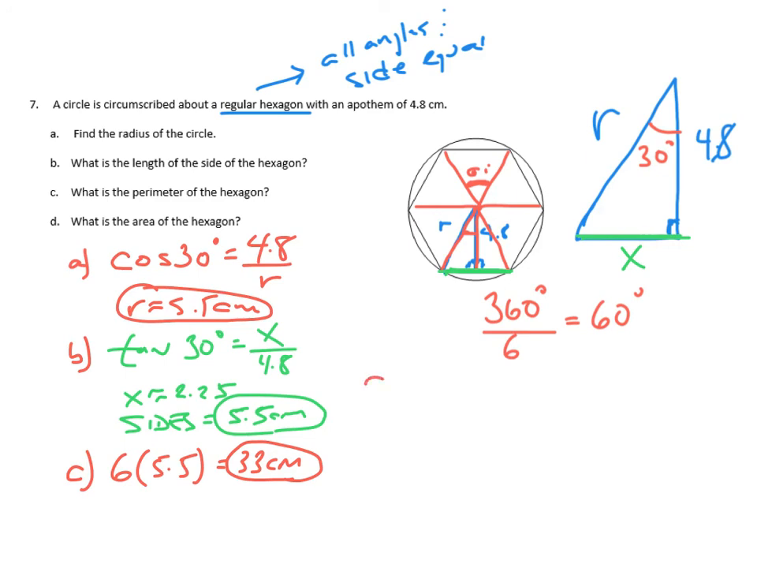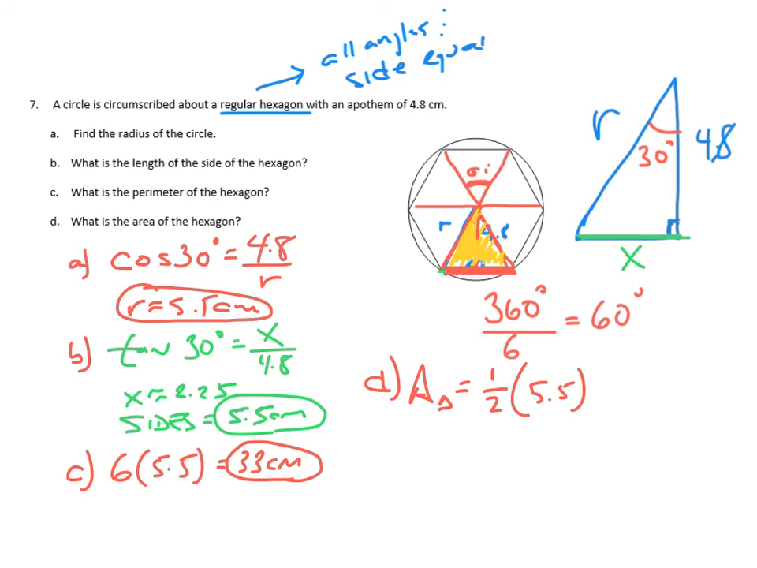Last part is, what is the area of the whole hexagon? Well, what we'll do here is we'll figure out what is the area of one of these triangles. Let me shade it in here. Let's figure out what the area of this triangle right here is. And then I'm just going to multiply it by 6. So the area of one triangle, area of a triangle is 1/2 the base. Well, what was the base of the triangle? That was 5.5.